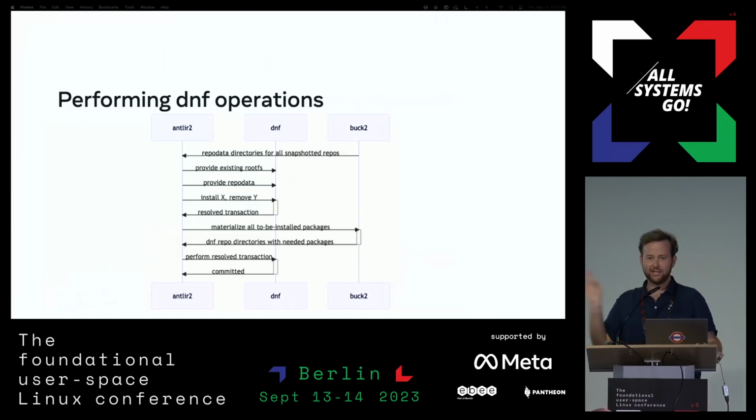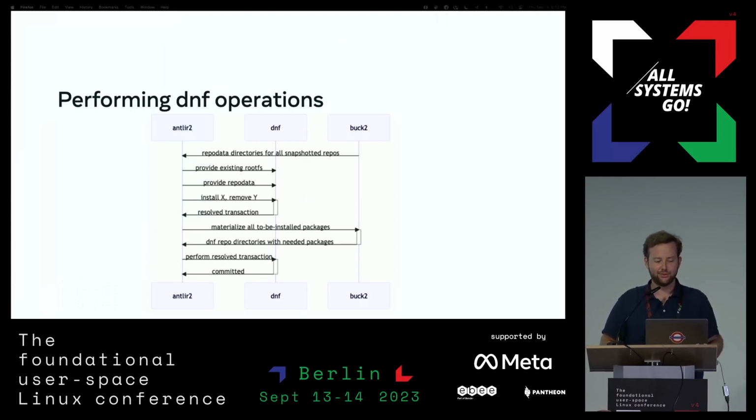So we have a representation of all the repositories in Buck. How do we make DNF work with it? Because we don't just have a URL that we can point it at. So we do this complicated little dance where we build repo data directories, like something you would host on an HTTP server for Yum.